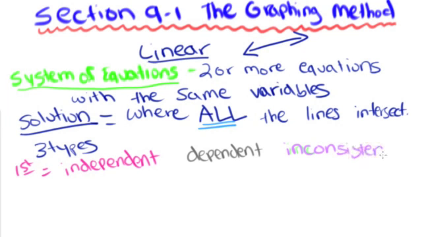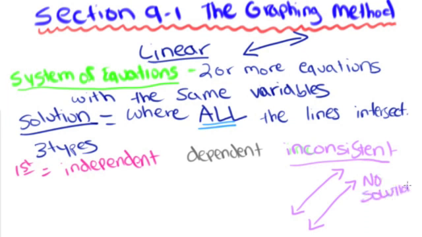The inconsistent system is the system where the lines don't intersect at all. So they're parallel lines, because they don't intersect. So the solution is none. There are no solutions at all, because they're parallel and they never intersect.